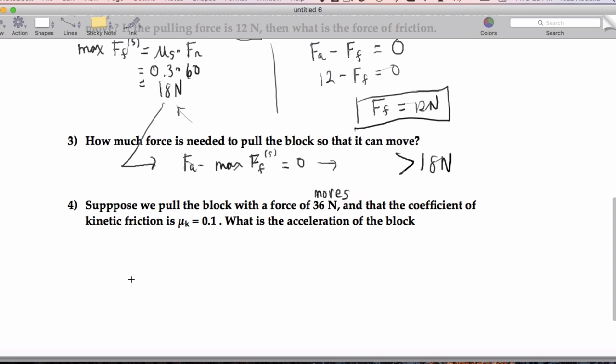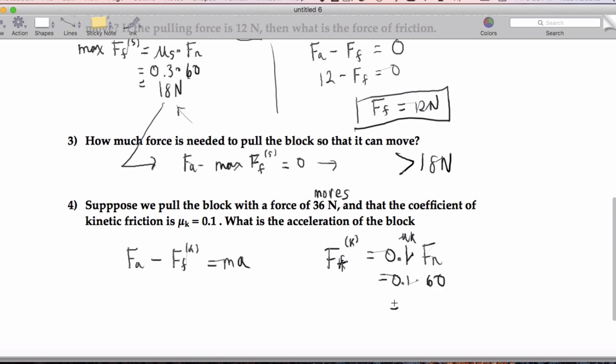So let's go ahead and do that calculation now. We know that the applied pulling force fights the kinetic friction, and the effect is that our mass accelerates. So let's calculate the kinetic friction force. That's going to be 0.1 times the normal force, because that's mu kinetic. So 0.1 times 60 gives me 6 newtons worth of kinetic friction.